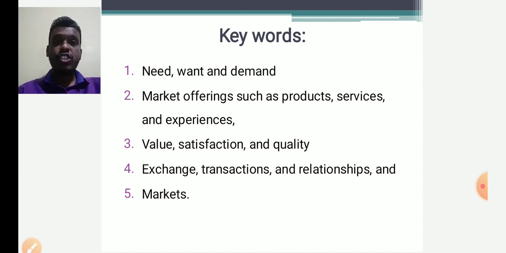Exchange basically is changing hands, that is, you are giving something in return for the other. In Hindi we say, एक हाथ से दो, दूसरे हाथ से ले लो. So this is a kind of exchange.